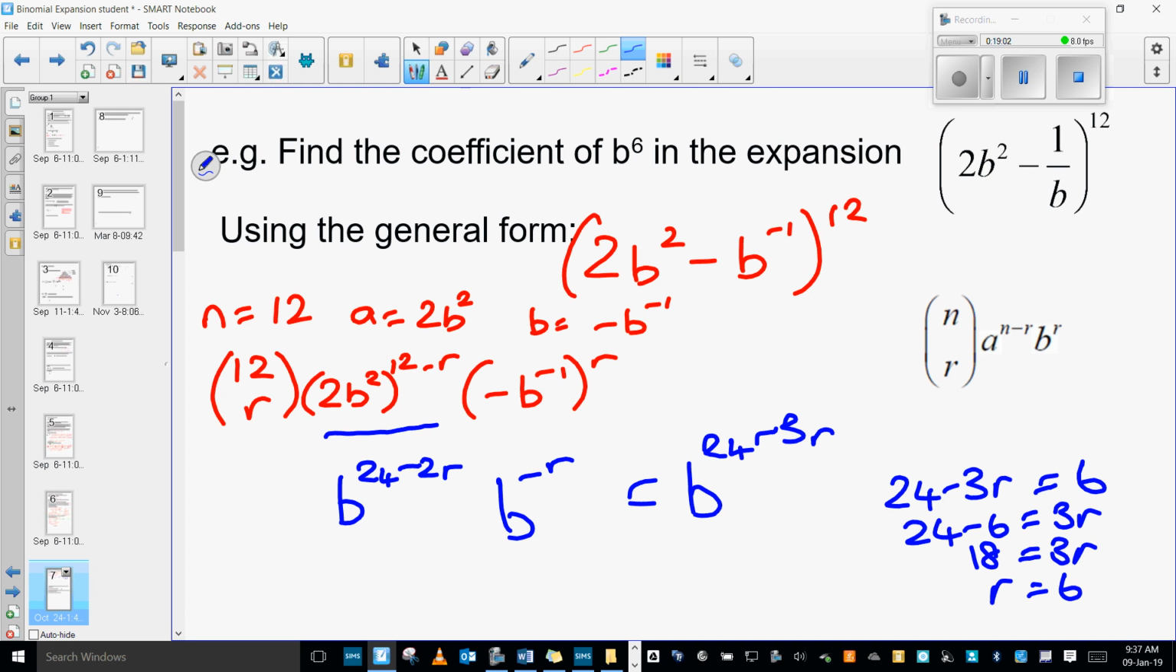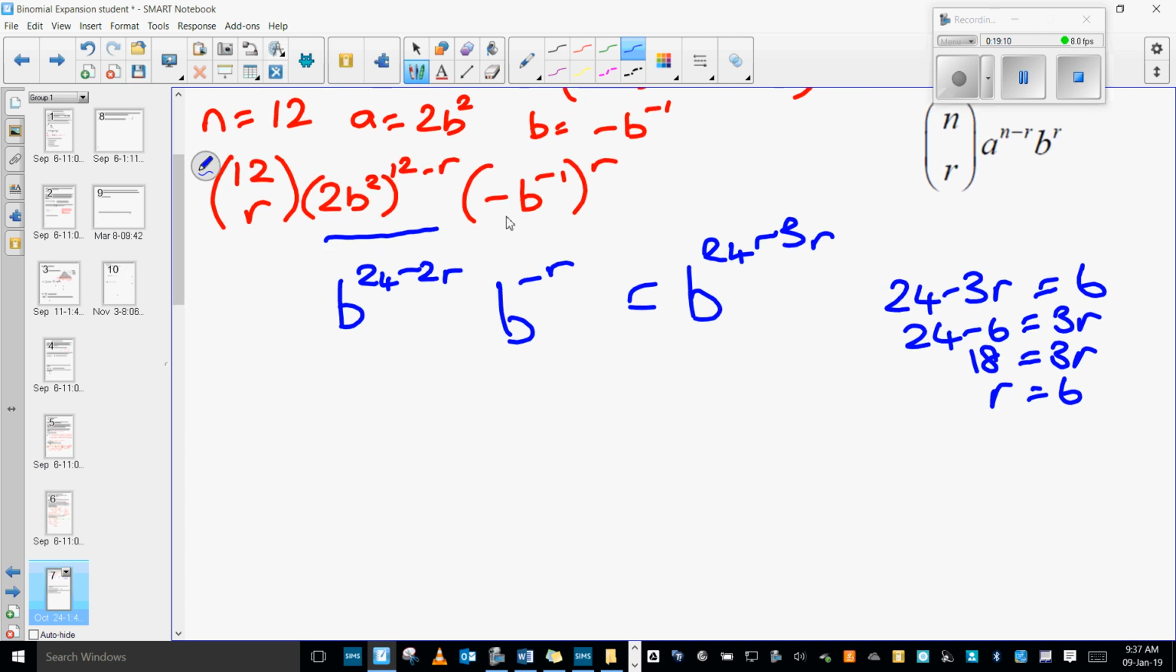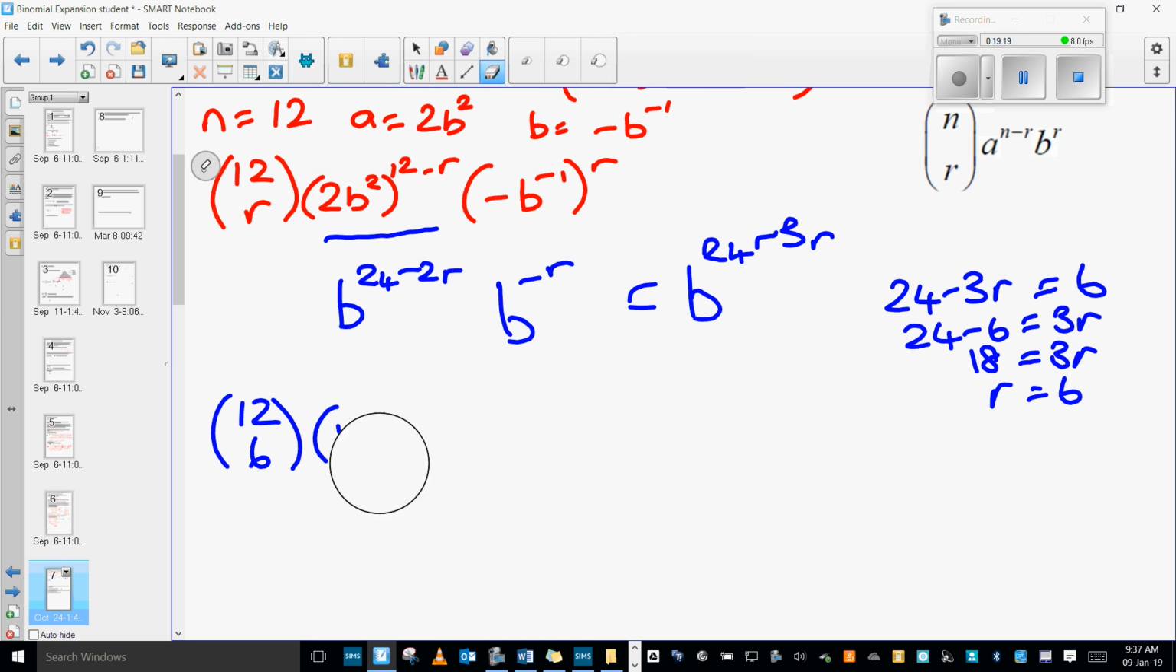So we now know that r is 6, which means again we go back to our original general formula here, this one. So we're going to say 12C6. Oh, that's not 12, it's 2. 2b squared.